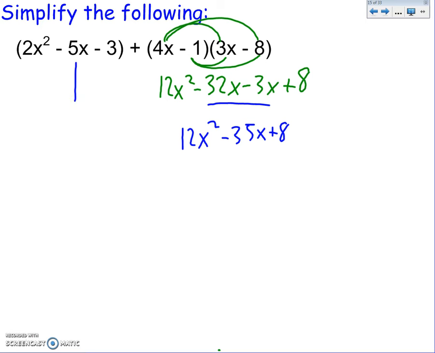And then I bring down the first part. Still there, 2x squared minus 5x minus 3. Now I don't need the parentheses anymore because it's adding. If it was a minus sign, I have to distribute negative 1. Combine terms one last time. The x squareds combine for 14x squared.